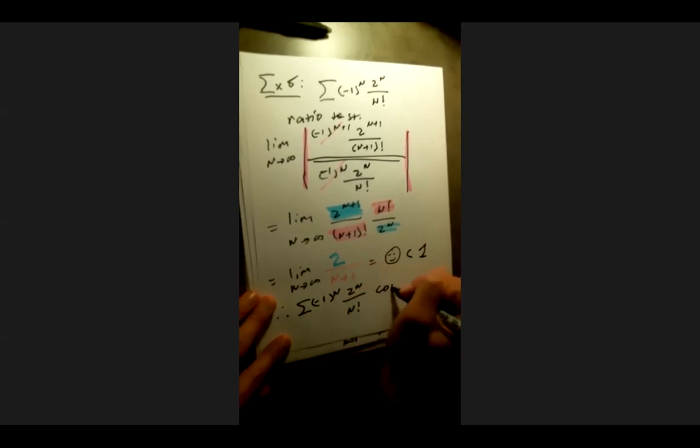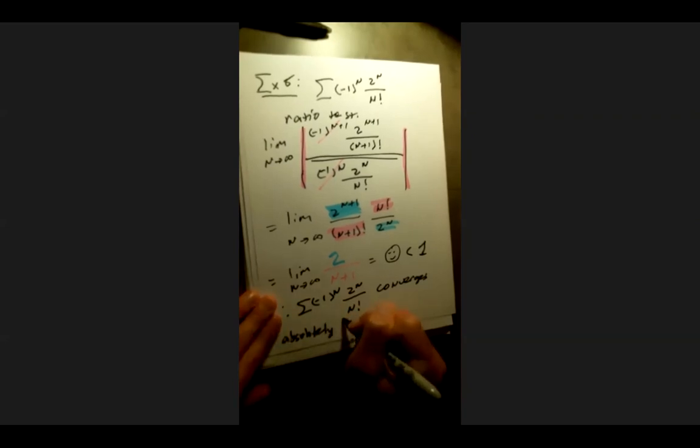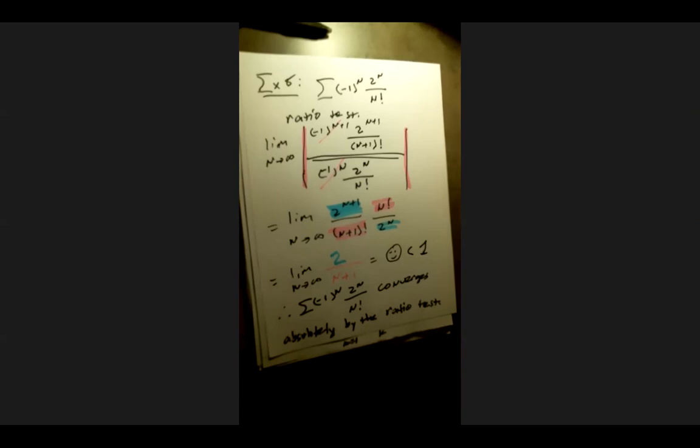And because it's in the absolute value, it converges absolutely. Using which test? By the ratio test. Yep, exactly. Questions about that? Did you guys do a lot of examples with the ratio test in Calc 3? Yeah, this looks pretty straightforward.